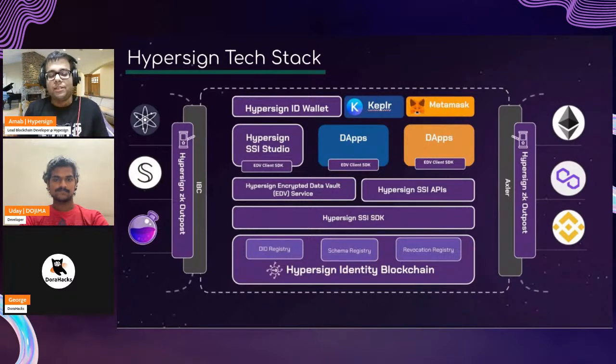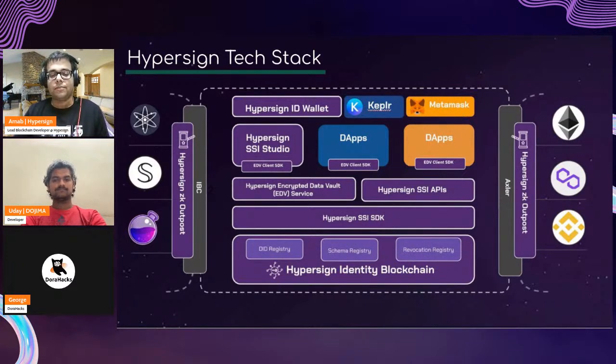So what you're seeing right now is the tech stack that we are currently using at Hypersign. At the bottom of the tech stack, we have the Hypersign identity blockchain, which is basically a decentralized registry for storing decentralized identity, schema, and revocation registry. DID's, schema and registry form the essential elements of the self-sovereign identity pyramid.